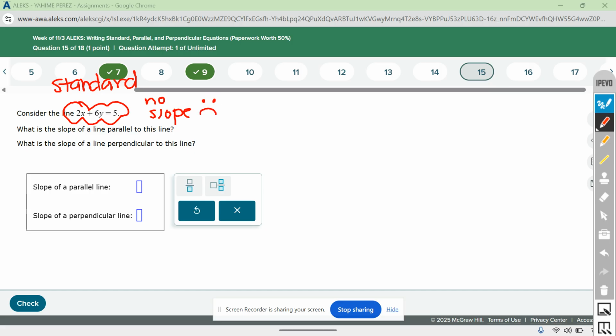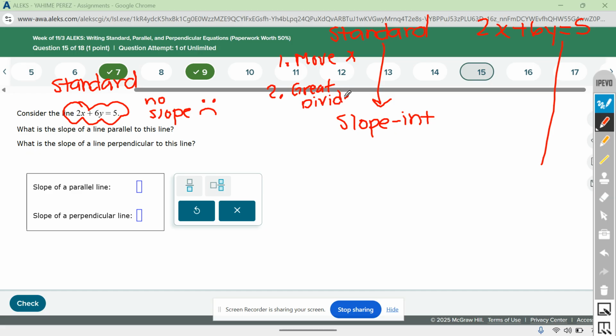So we have to go from standard to slope-intercept to find the slope. Okay, so we have our 2 steps. We're going to move the x, the exciting move, and we're going to do the great divide. So we're moving the x, we're going to subtract 2x from both sides. That gets rid of it on the right.